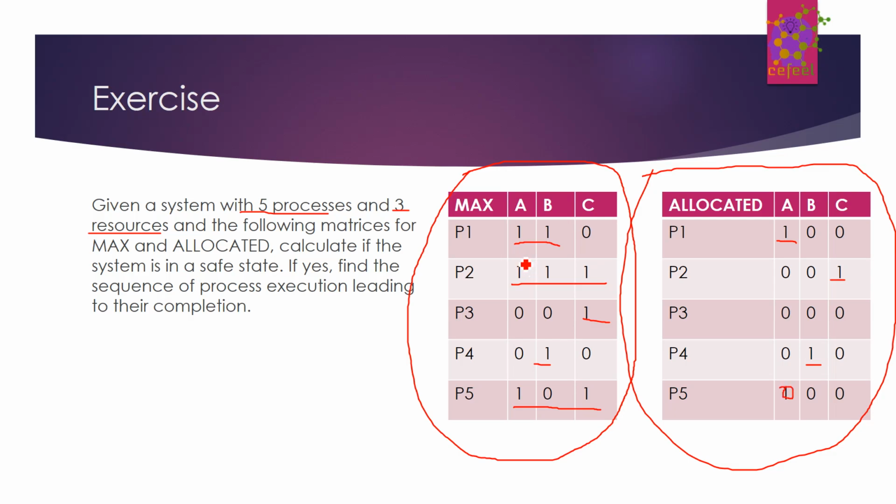We will not have P5 here, so which means resource A is allocated to P1, C is allocated to P2, and B is allocated to P4. And we have to do the same thing, find if the system is in a safe state, and if the system is in a safe state, find the sequence of execution leading to its completion.